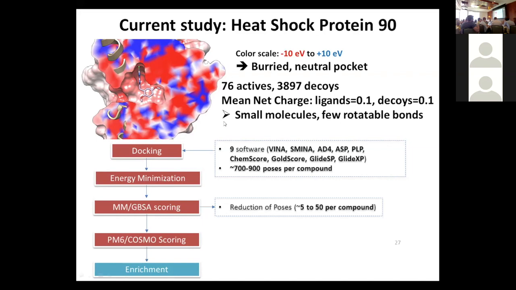So what the other members of the group did was docking using 9 software, generating 700 to 900 poses per compound, energy minimization, and then a filtering step using MMGBSA, which works well in systems with these characteristics. MMGBSA reduced the poses to 5 to 50 per compound, and that allowed efficient PM6 Cosmo rescoring and final calculation of enrichment factors, which was very good.